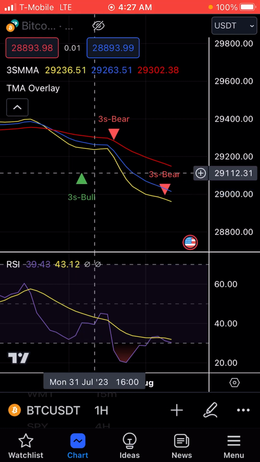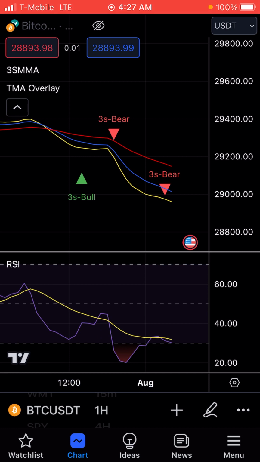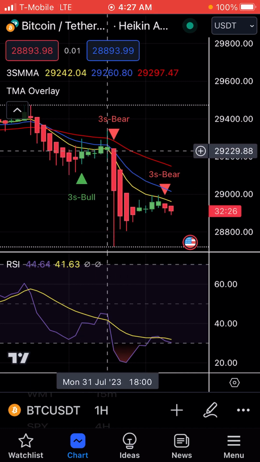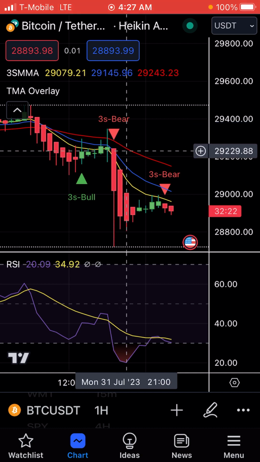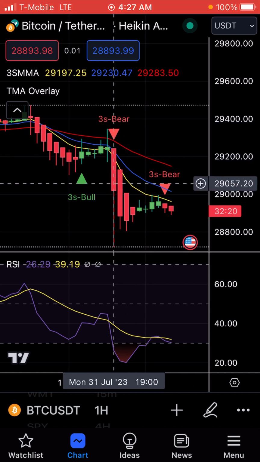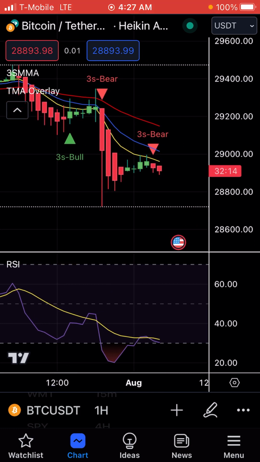Don't do this one right here, because this would have been up, going against the trend. The EMAs are saying downtrend, the TMA overlay here signals downtrend, and the RSI is pointing downtrend. So it's very obvious where Bitcoin is going, and it looks like it might be crashing, and it's going to be going down even more.